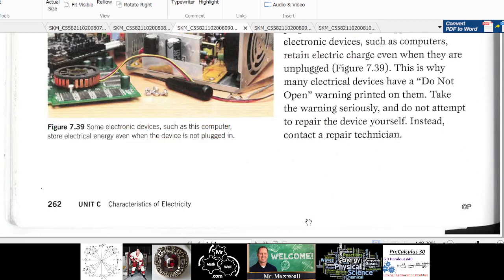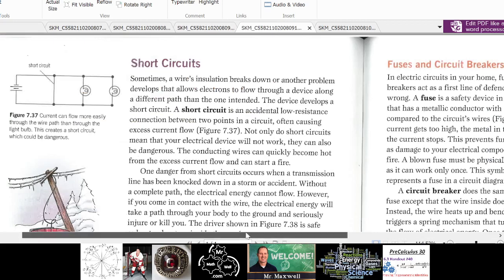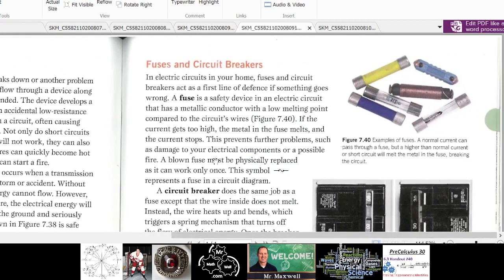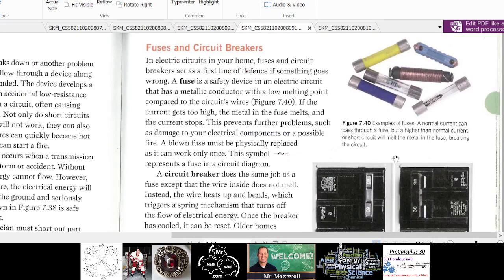Okay. Moving on from there. What's the next thing I have here? Oh, yeah, this double page. Okay, fuses and circuit breakers. We know a little bit about that. Let me talk about the importance of fuses and circuit breakers.